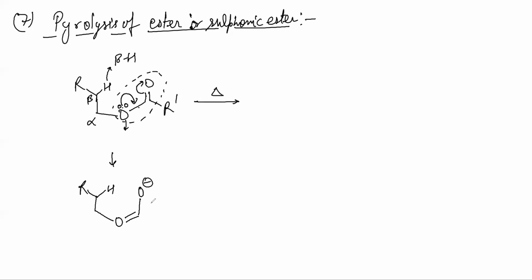And we are heating it. Remember, we are heating it. So I hope you understand that when we heat, I told you, heating favors elimination. Now this O minus tries to pull this beta hydrogen.